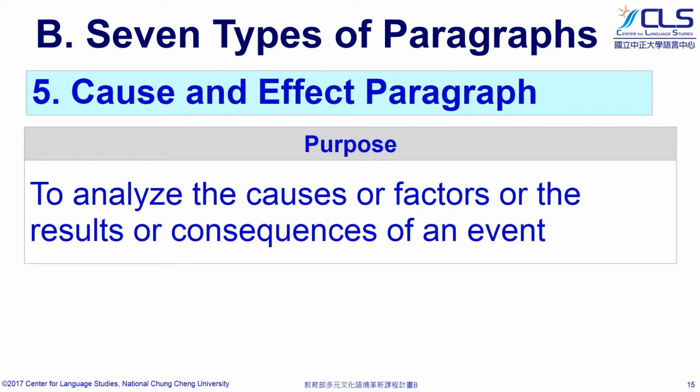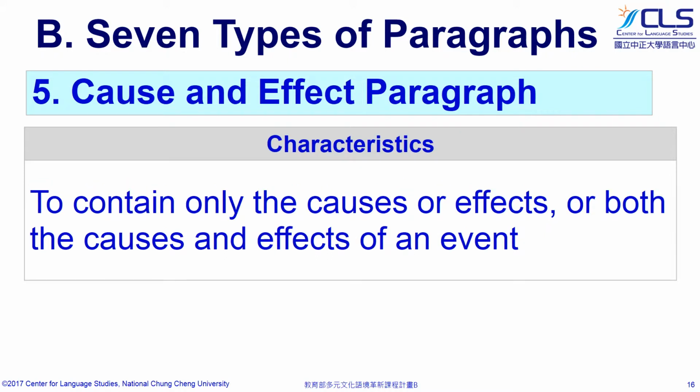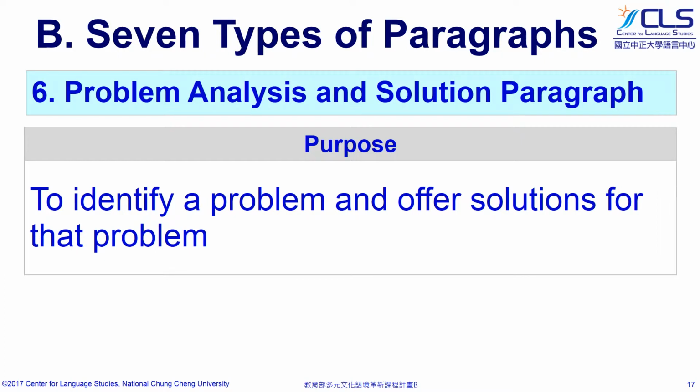Now let's take a look at the cause and effect paragraph. It's used to analyze the causes or factors or the results or consequences of an event. It could contain only the causes or effects of an event or situation, or it could contain both the causes and effects. Another type is problem analysis and solution paragraph. So in the paragraph, a problem is identified and solutions are offered.